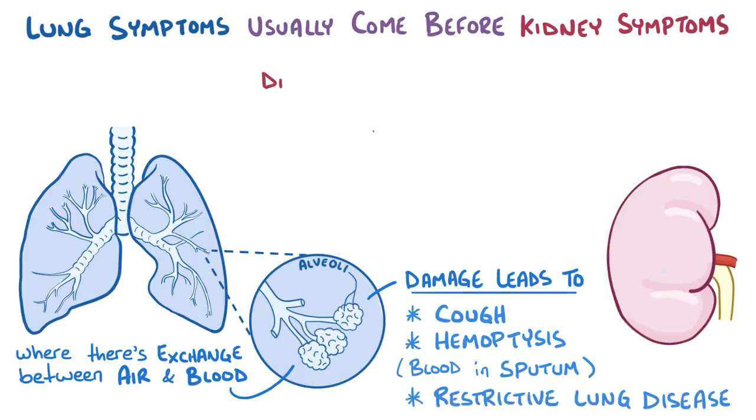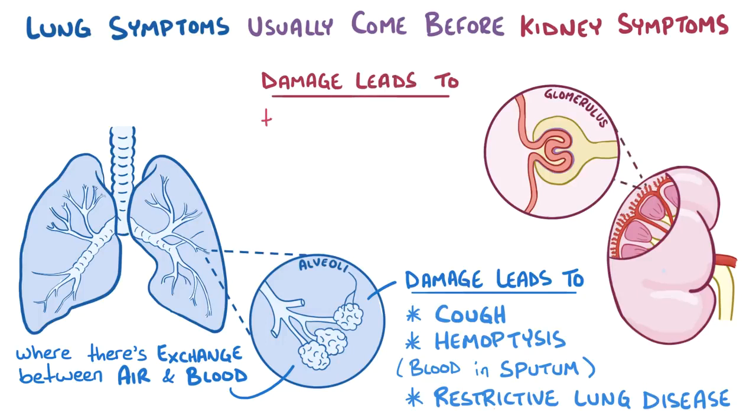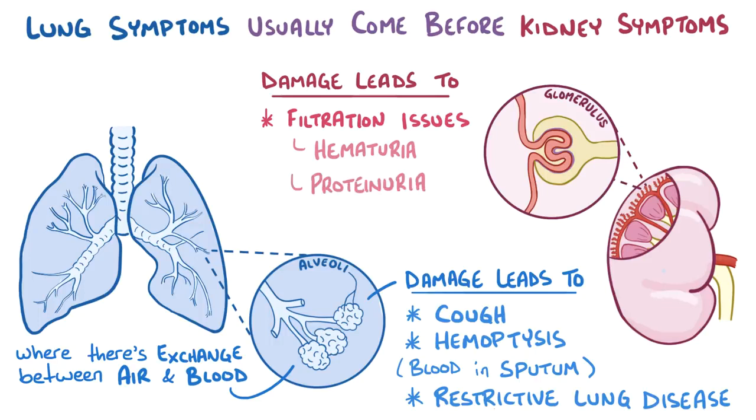Damage to the basement membrane in the kidney affects its ability to filter properly, allowing blood to get into the urine, called hematuria, as well as protein to get into the urine, called proteinuria. And this fits the pattern of nephritic syndrome.